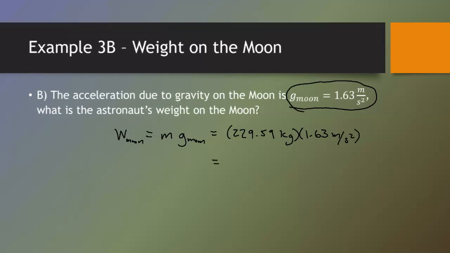And so the astronaut would weigh 374.23 newtons. That's a decimal point. On the moon. Very much less than the 2250 that he weighed on the Earth.